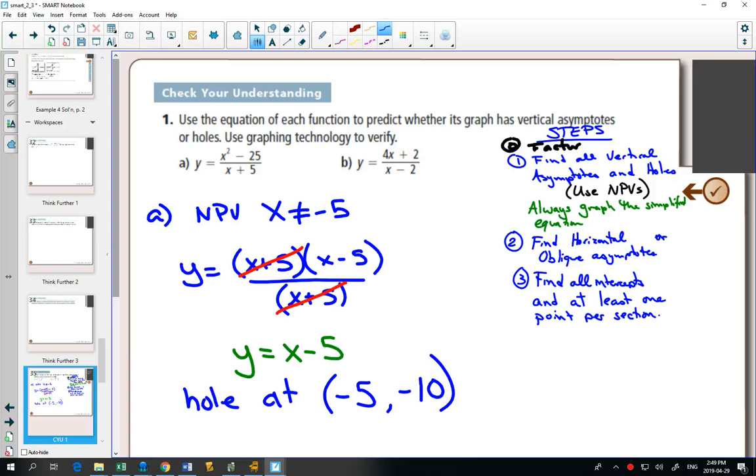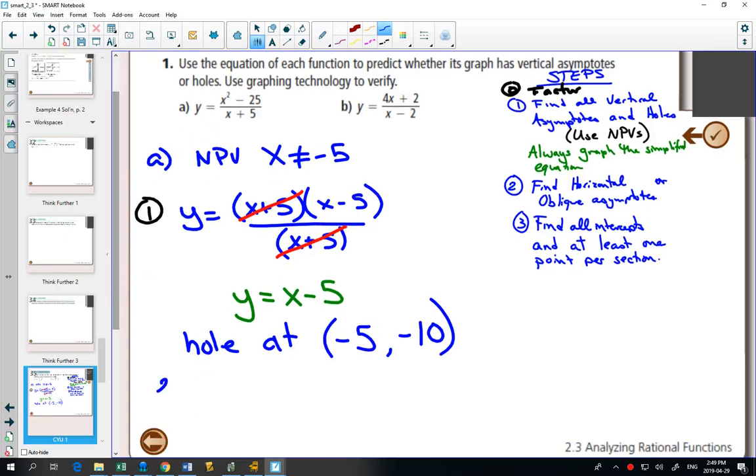We've determined all the vertical asymptotes and holes. This equation only has one thing. It's a hole. Okay? When we get to step 2, so I'll put a 1 beside here because that's what we did for step 1. When we get to step 2, to figure out horizontal and oblique asymptotes, this is where the green note is really important. Okay? After step 1, it says always graph the simplified equation. My simplified equation I wrote in green. Do you know how to graph y equals x minus 5? It's a line. You don't need any of this other stuff anymore because we're now graphing a line.